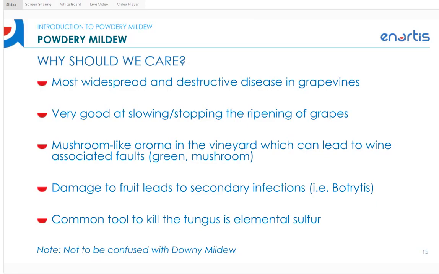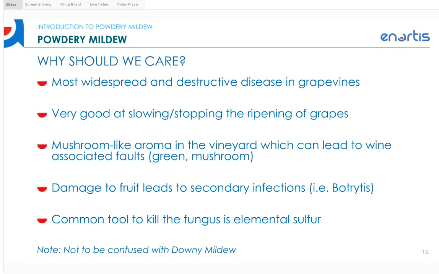So why should we care? Although native to North America, it's globally the most widespread and destructive disease in grapevines, as well as all other agriculturally important crops. Powdery mildew can reduce the rates of photosynthesis and in turn carbohydrate storage, which slows ripening of grapes and in extreme cases can even stop the ripening of grapes. Vineyards can even have a distinct mushroom-like aroma at high incidence levels. The powdery mildew infection will cause the cracking of berries, which leaves them susceptible to bunch rots like botrytis. So oftentimes when you get an extreme infection of powdery mildew, botrytis is not far behind.